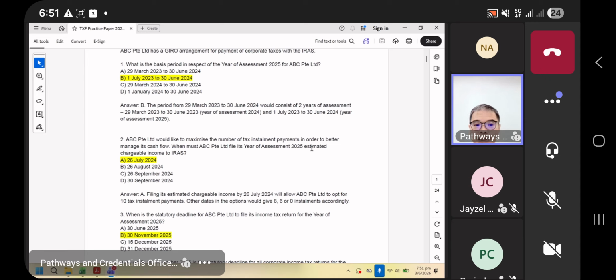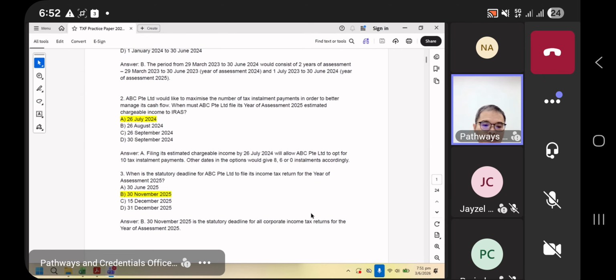Okay, don't ask me why 26. The date is actually set up by IRAS. So if you go into the IRAS website, you will see that you have to file in order to be eligible for any installment. The filing date is on the 26th of the following month.